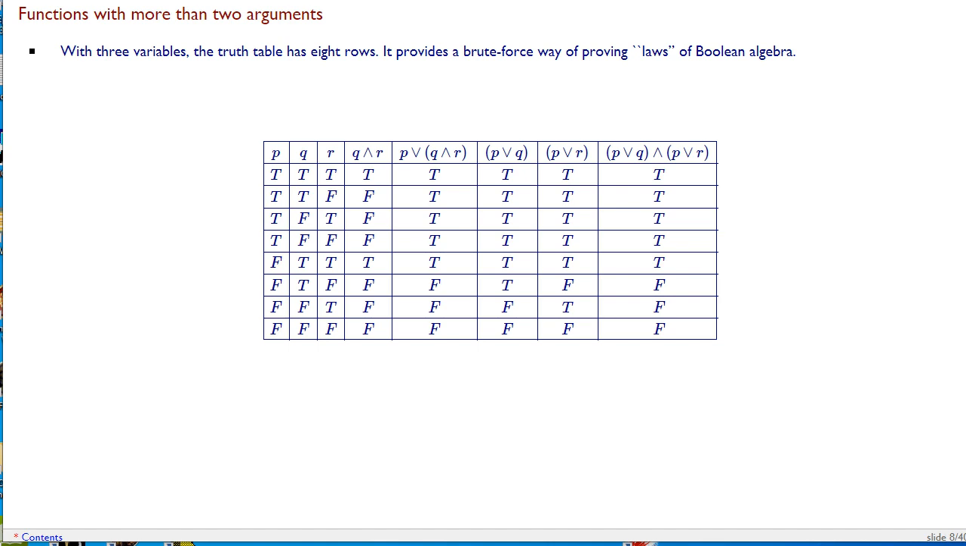Again, let's look at just the second row. Q and R, well, one of them is false, so the result is false. P or Q and R, well, P is true, that's enough to give us true. P or Q, well, P is true, that's good enough. P or R, P is true, that's good enough. The result is true. You do this for all 8 rows. Have a look at this column, have a look at that column, you say they're the same, and there is your proof. We have proved the so-called distributive law, that the OR operation is distributive with respect to the AND operation.